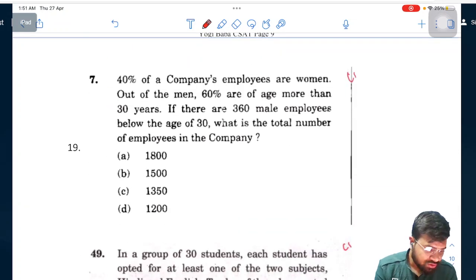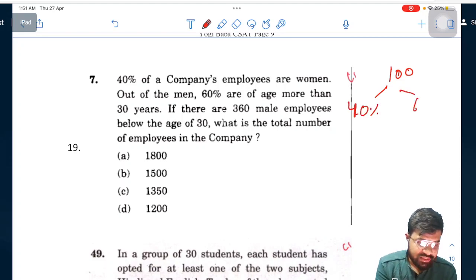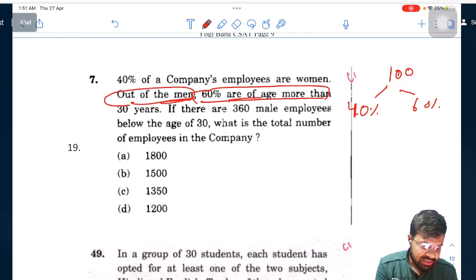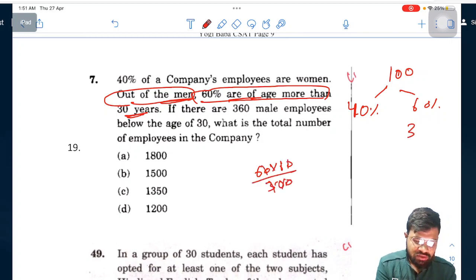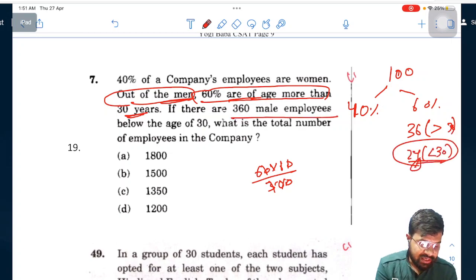Okay, so this is how things are. 40% of the company's employees are women. Look at this: 100, so 40% are women and 60% are men. Out of the men, 60% are of age more than 30 years. So 60% of the 60%, that is 60 into 60 by 100, which means 36%. So 36% are greater than 30, and 24% are less than 30. 360 male employees are less than 30.